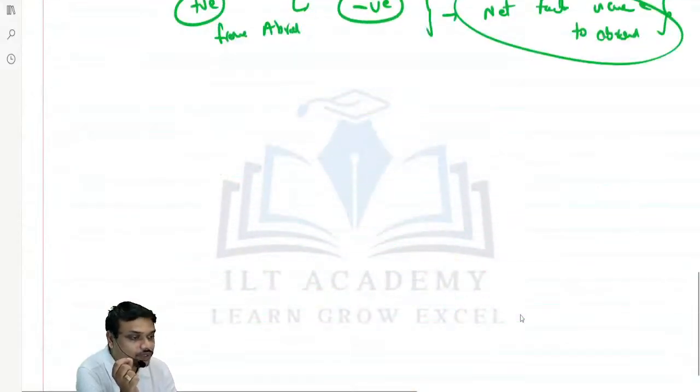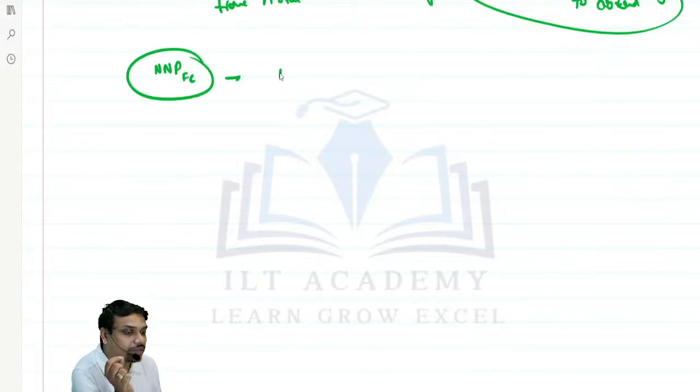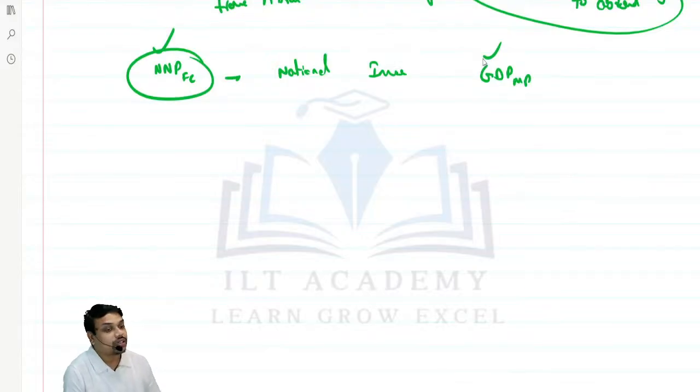नेक्स्ट वी आर हियर. एनएनपीएफसी को क्या बोल के बोला मैं? नेशनल इनकम. यहाँ क्या है? जीडीपी एमपी. अब देखो, फिर से ग्रॉस एंड नेट का डिफरेंस क्यों आता? बिकॉज ऑफ डेप्रिसिएशन. नेशनल और डोमेस्टिक का डिफरेंस क्यों आता? इनकम फ्रॉम अब्रॉड एंड टू अब्रॉड.